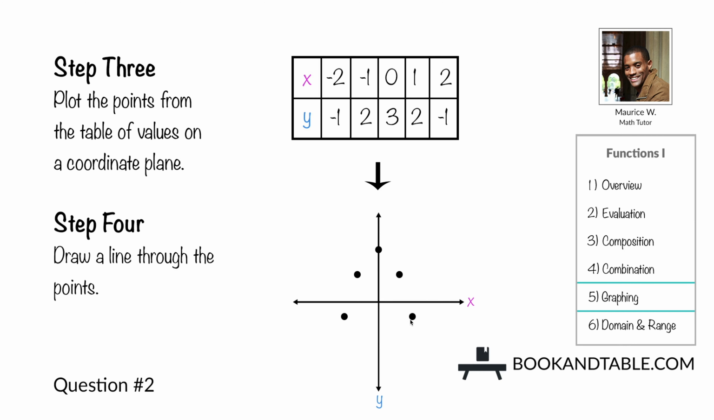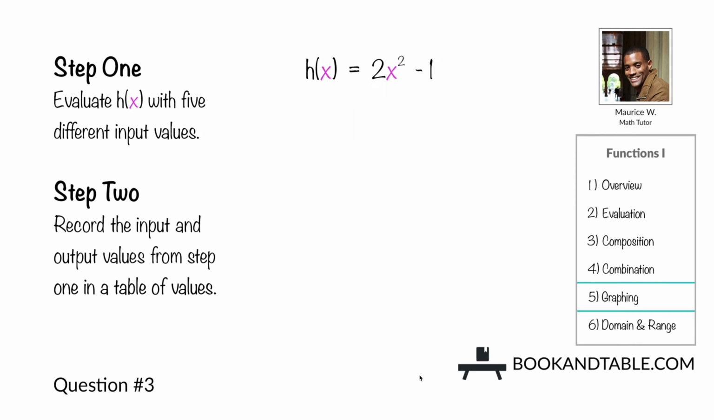And now we have the 5 points that we can use to sketch g of x. So we draw a curved line through these since we know it's quadratic. And we wind up with this sketch for g of x. So that is the answer to question number 2. Let's now have a look at question number 3.